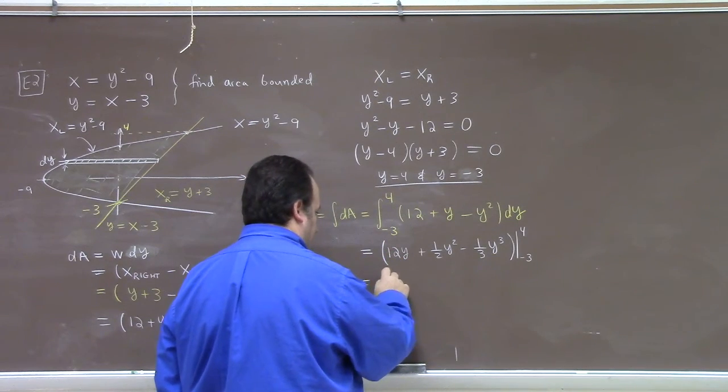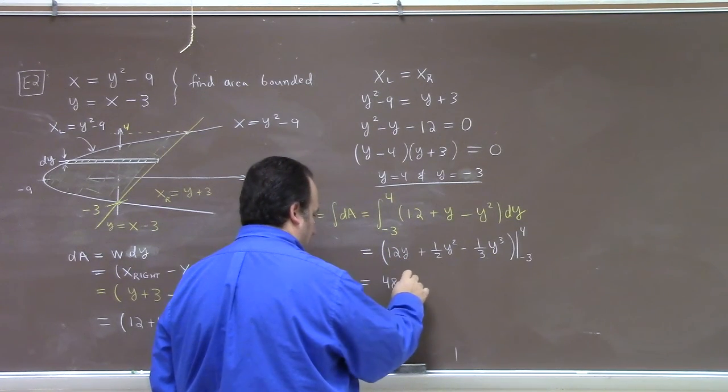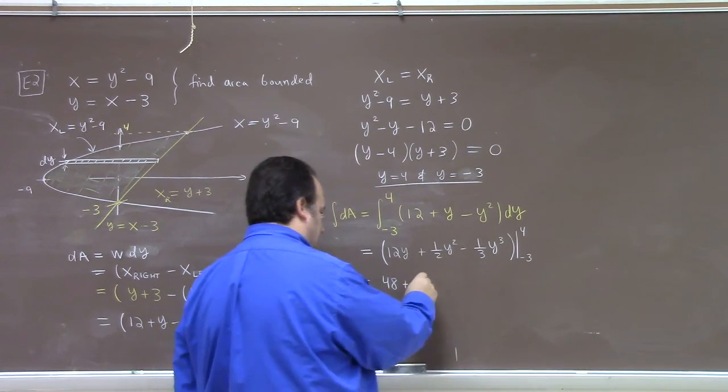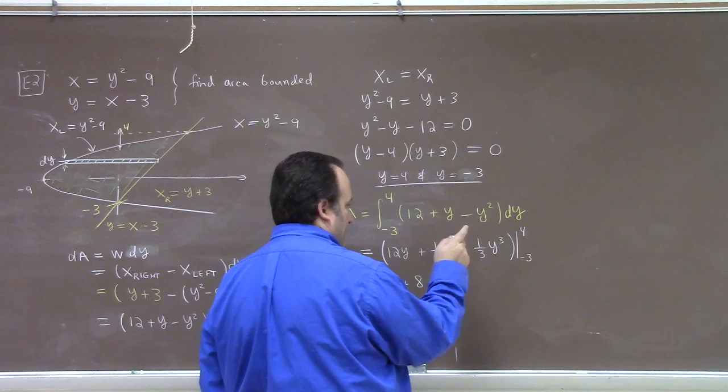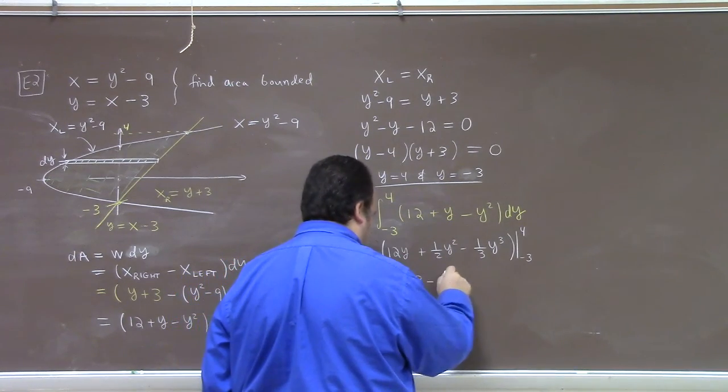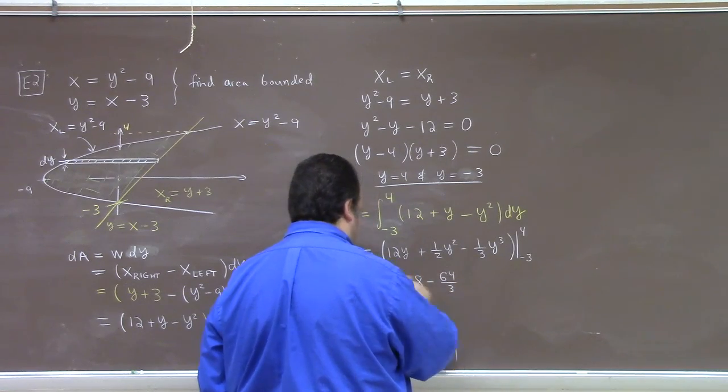So that gives us 12 times 4, which is 48. 4 squared is 16. 16 over 2 is 8. And then 4 cubed is 64, so that's minus 64 over 3. That's from the upper bound.